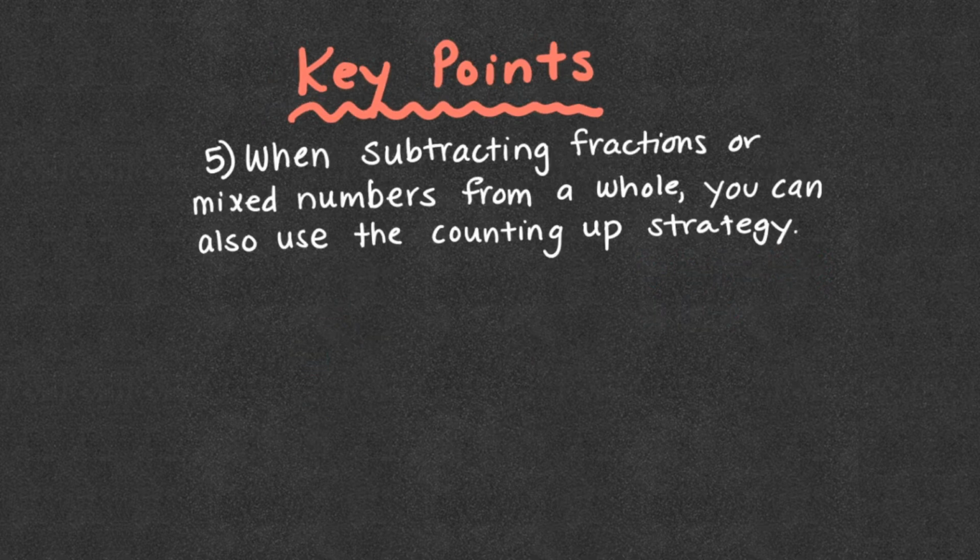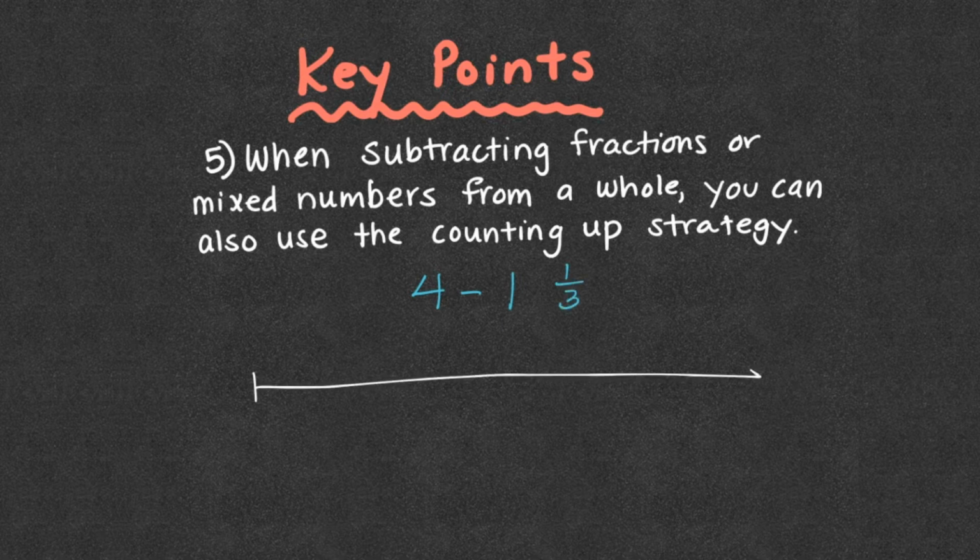5, when subtracting fractions or mixed numbers from a whole, you can use the counting up strategy. So I'll show you what that looks like. Say we have the number 4 minus 1 and 1/3. So if I want to show you on a number line. And on a number line, we're trying to go from 1 and 1/3 to 4. Remember, on a number line, the numbers that are smaller are to the left and are larger to the right. So that's why we have 1 and 1/3 on the left and 4 on the right-hand side.